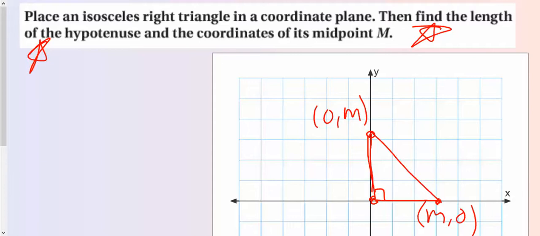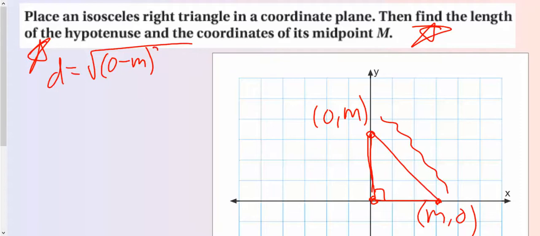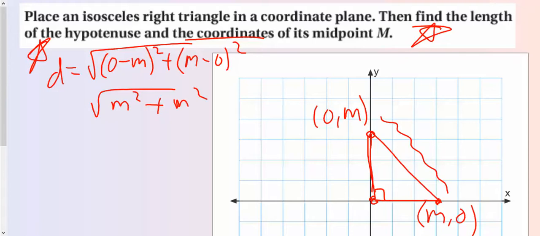And then it says find the length of the hypotenuse. So it wants this length right there. So I'm going to use the distance formula. x2 minus x1 squared, so 0 minus m squared, plus y2 minus y1 squared. Review of the distance formula if you don't remember that. This is going to give me m squared, if I have negative m times negative m. This is m times m, or m squared, so together that is 2m squared.